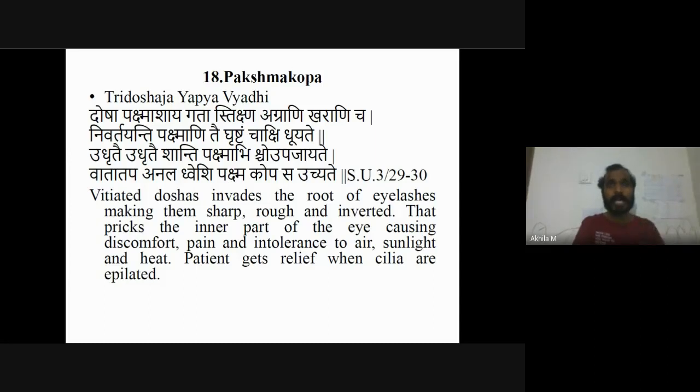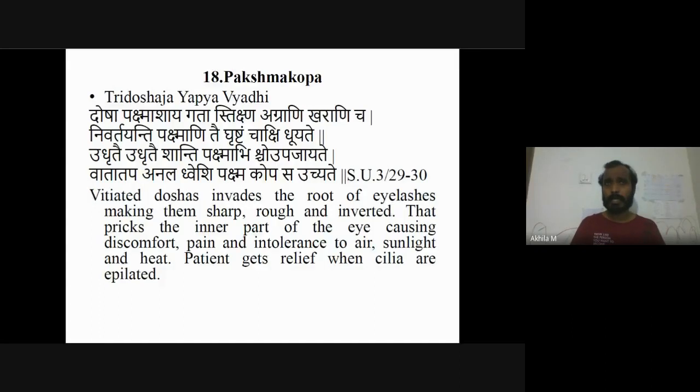That will become sharp pointed, and that will become ruksha, rough in nature, pointing towards the netra, towards the cornea or conjunctiva, and that is causing the irritation. When we remove it, the patient will get some relief. Then again it will reoccur, and the patient cannot tolerate it. The patient cannot tolerate wind, air or sunlight.